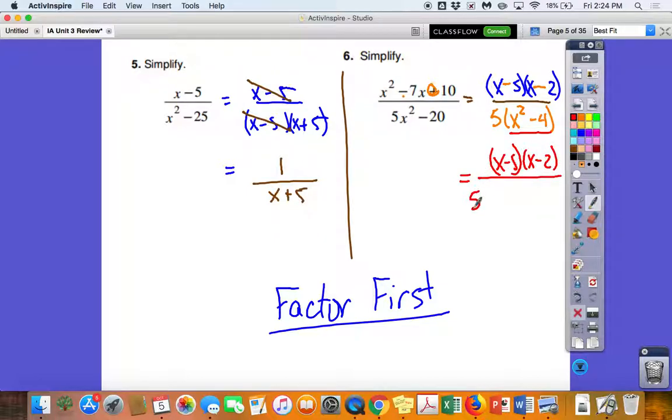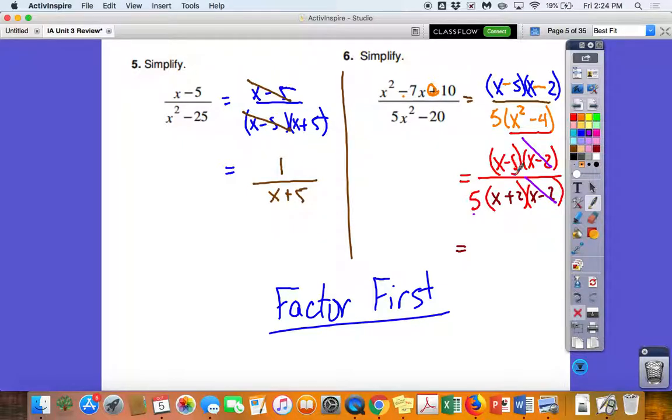Let your 5 sit there. You haven't done anything with it. We've got to factor that again. That's the difference of two squares. So x, 2, 2, minus, plus. Now once you get it completely pulled apart, that's when you step back and you look to see whether or not you have a match. Well, x minus 2 is in the top and the bottom. And that's it. That's all I can do.